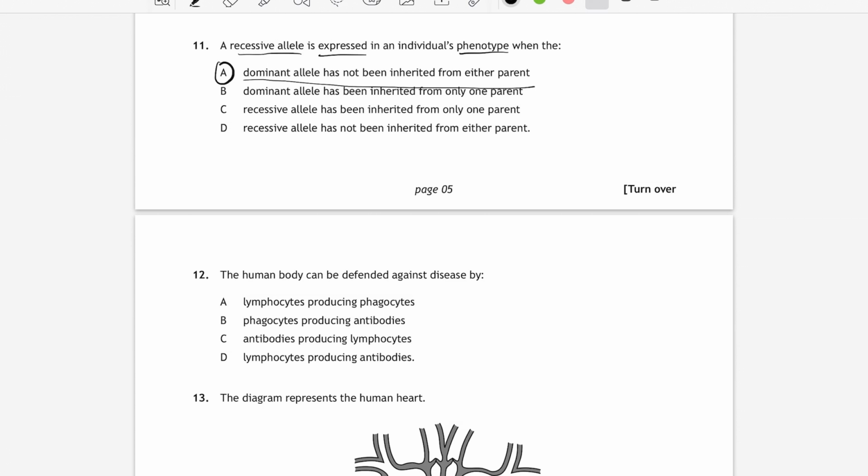If it was only inherited from one parent, you would end up in the same situation. Recessive allele has been inherited from only one parent. That wouldn't happen either, because you'd end up in the same situation where you would have one parent who is dominant, potentially even homozygous dominant. And recessive allele has not been inherited from either parent. Well, that would mean that there would be no recessive allele in the offspring. So that means that 11 is A.